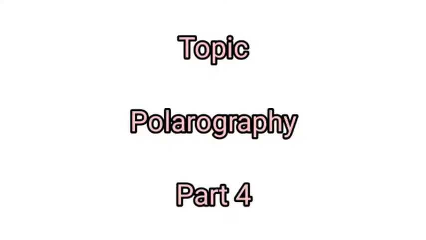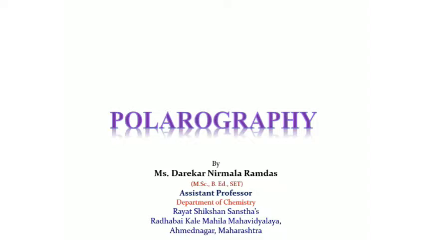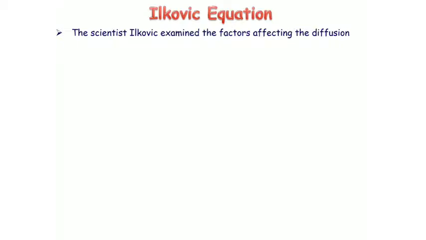Welcome to all. In this lecture, we are going to study the Ilkovic equation, half-wave potential, and polarographic maximum. Let's start with our first point, the Ilkovic equation. The scientist Ilkovic examined the factors which affect the diffusion current and deduced an equation for it.